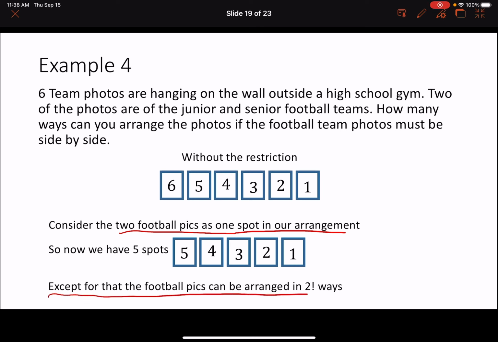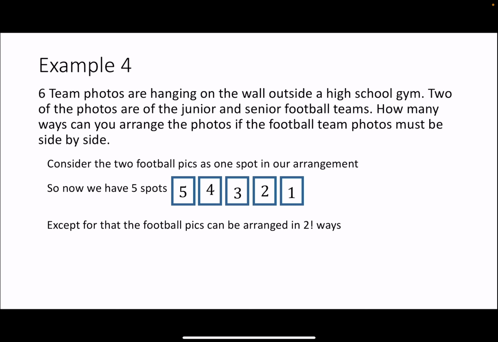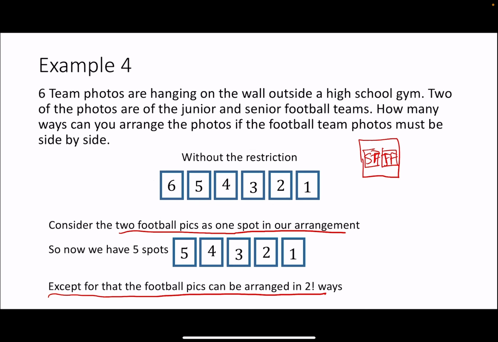Except, remember when we said this is SF, and this is JF, senior football and junior football. For every one of these arrangements, I could also have JF, SF. Right? So we multiply that by 2 factorial ways. Why 2 factorial ways? Well, if you think about it, why not just 2?